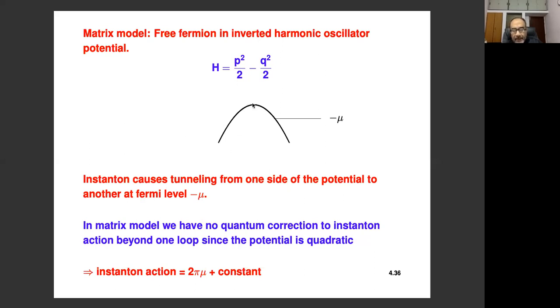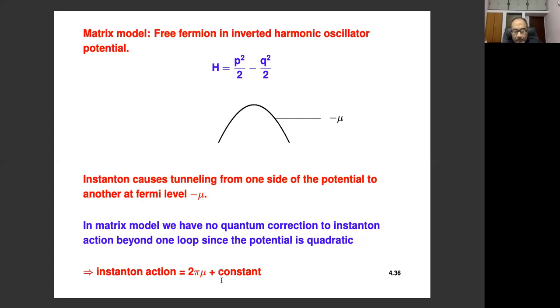But what is clear from this picture is that there are no corrections beyond that one loop. The reason is that the Hamiltonian, or the action, is exactly quadratic, so the one-loop determinant is exact. There's no interaction here. So the instanton action doesn't get renormalized beyond one loop. The general form of the renormalized instanton action is 2 pi mu plus a constant.